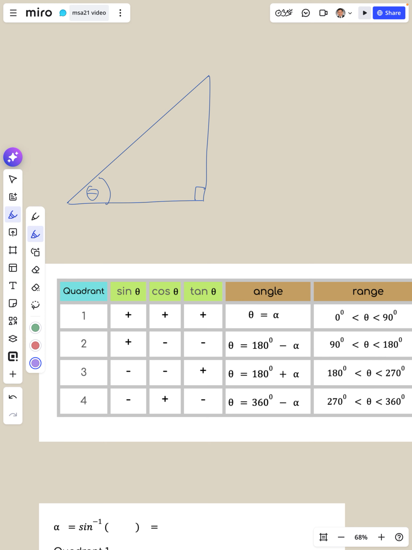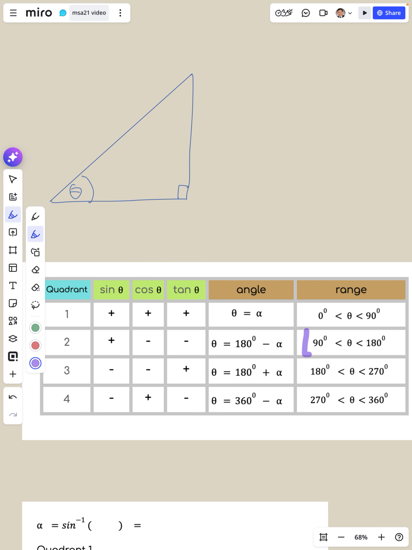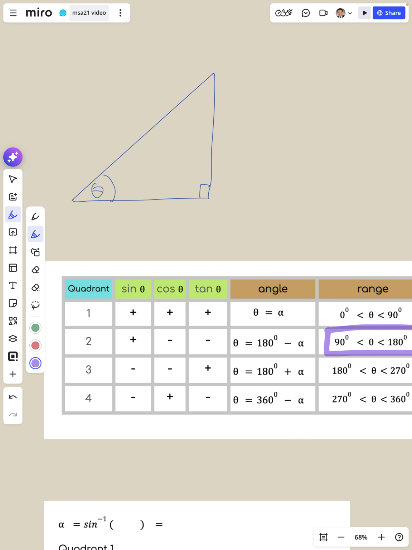What if the angle is between 90 degrees to 180 degrees? Then we say that angle is in quadrant 2. The sine is positive, the cosine will be negative, and the tangent will be negative. And the angle is not alpha anymore, the angle is 180 minus alpha, because alpha is between 0 to 90 degrees, which means 180 minus alpha is between 90 to 180.